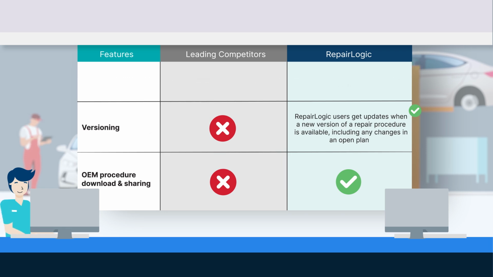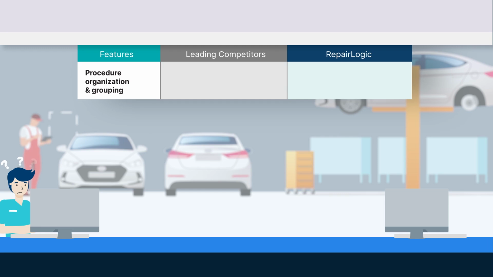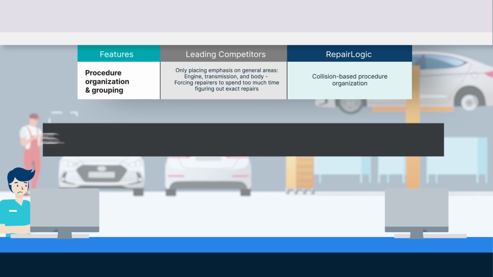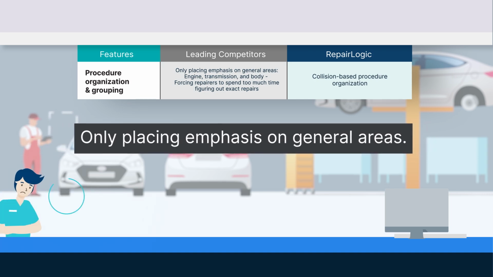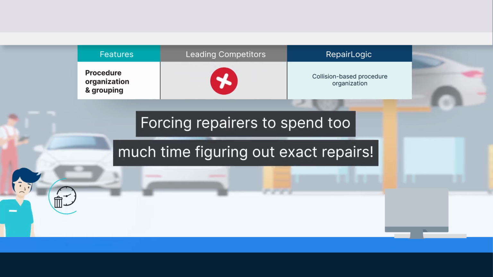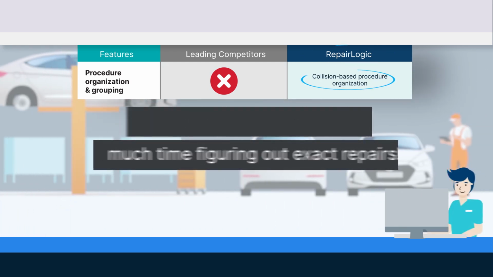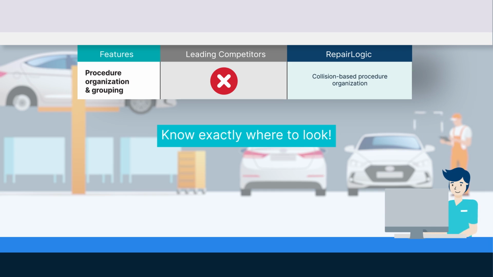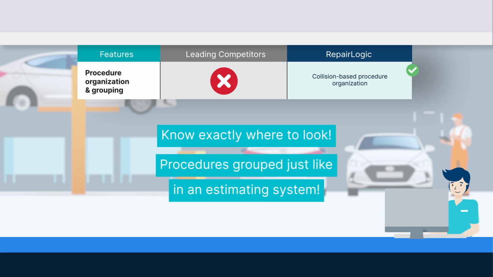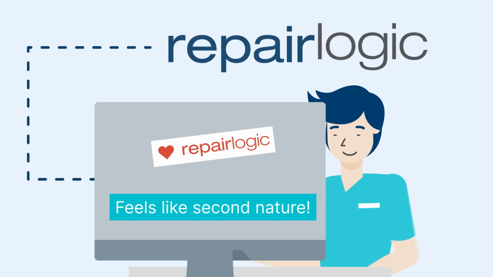fewer supplements. Additionally, some competitor solutions are designed for mechanical shops and offer systems-based procedure organization. This means placing emphasis on general areas like the engine, transmission, and body, forcing you to spend valuable time trying to figure out exactly what needs to be repaired. RepairLogic offers collision-based procedure organization, meaning you know exactly where to look. Repair procedures are grouped just like they are in your estimating system, so using RepairLogic feels like second nature.